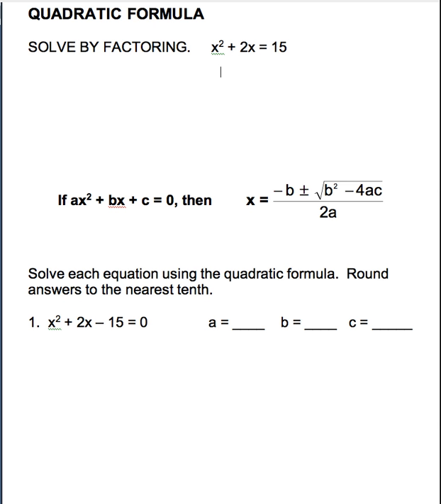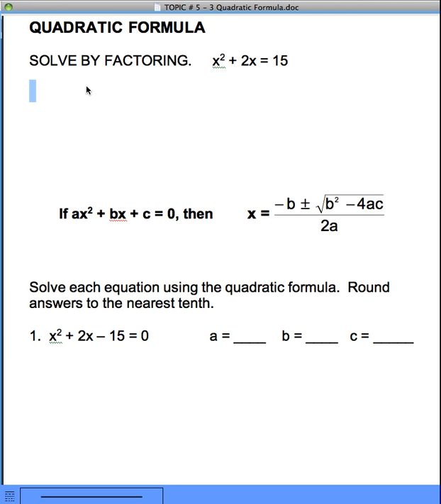All right, today we're going to learn a different way to solve quadratic equations. What we've done before is solve by factoring. We moved the 15 over, and so you ended up with x squared plus 2x minus 15 equals 0. And then you factored it so that those factors, when they multiplied together, gave you this original quadratic equation. So x times x will give you your x squared.